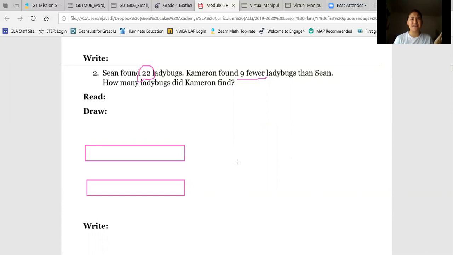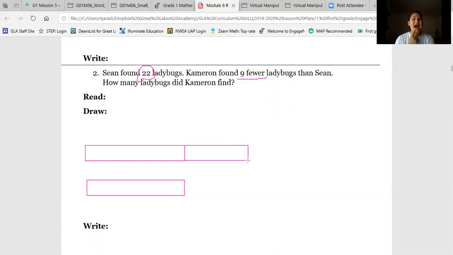So whose tape diagram do we need to add on to? Is it Sean's or is it Cameron's? Raise your hand for Sean. Raise your hand for Cameron. That's right. We need to add onto Sean's tape diagram because Sean found more ladybugs than Cameron. So I'm going to draw an extra piece to show the extra ladybugs that Sean found.